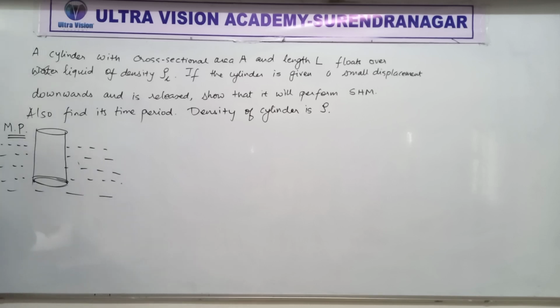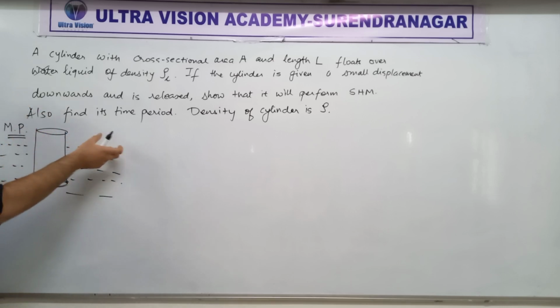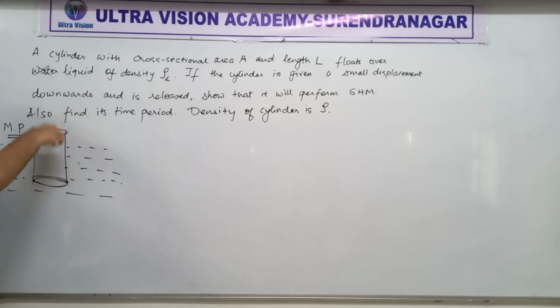Now the question says that if you displace it a little bit downward, let's say you push it from above, it will go a little bit down, and then you release it, so it will jump up again. I'm sure you would have seen this kind of thing. If you put a rubber ball in water and then press it, it will start oscillating. Very good. So let's say this is the mean position. In mean position, everything should be in equilibrium.